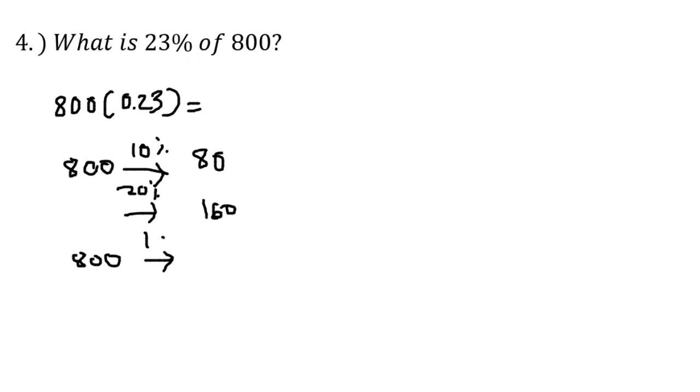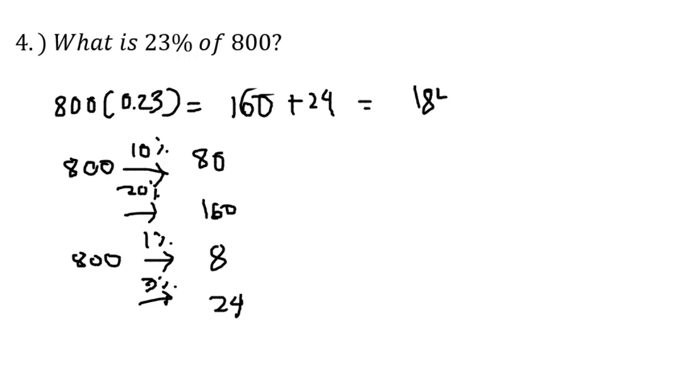And then now let's find the 1% of it. So that's going to become 8. So the 3% is going to be 24. So that will become 160 plus 24. So what's the answer? It's going to be 184. And that's the answer for this problem.